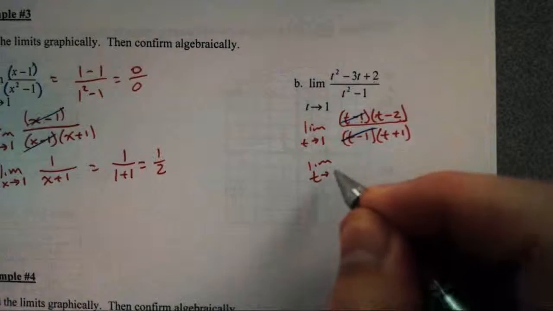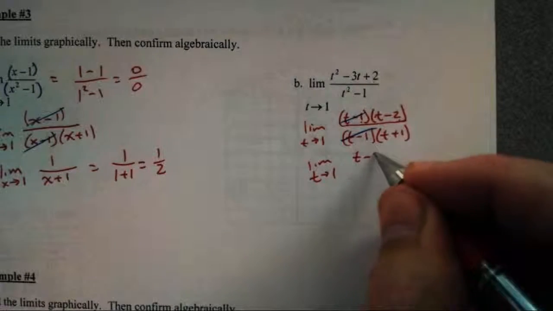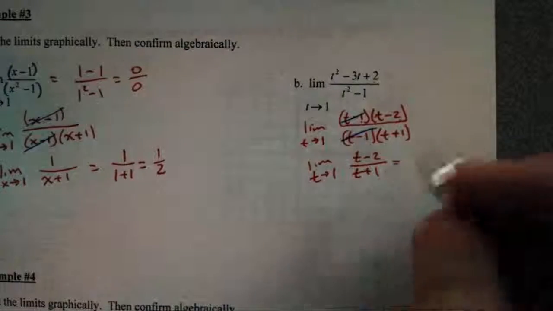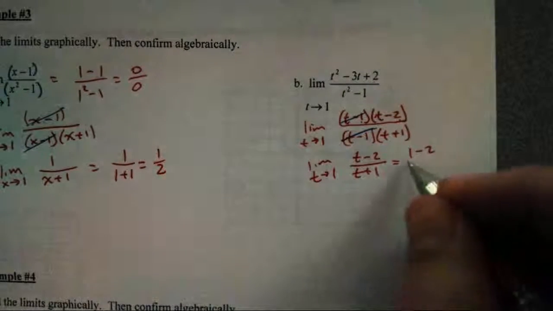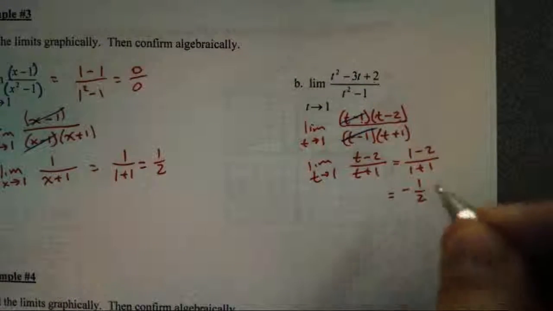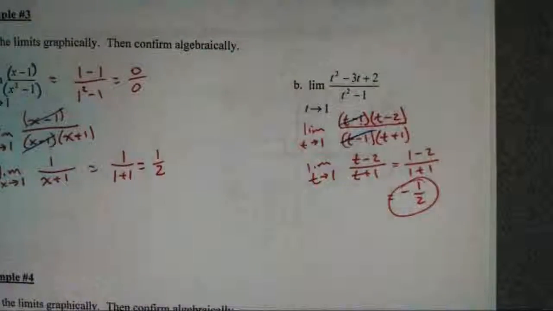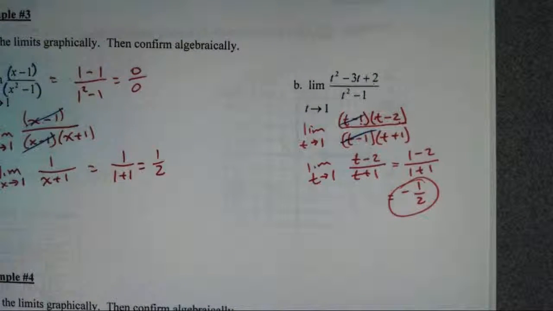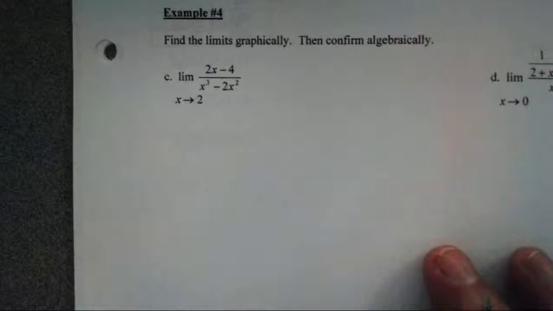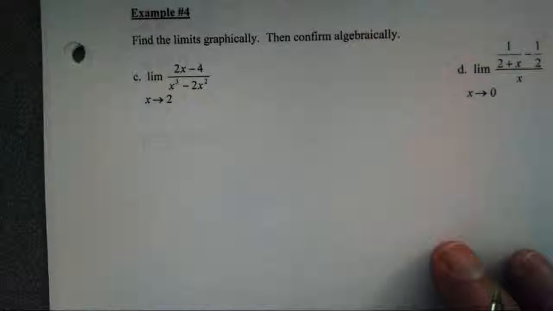Limit as t approaches 1. I've eliminated my troublemakers. Now I direct substitute, and I get 1 minus 2 on 1 plus 1, or negative 1 half. Is that okay? Try C. I'll give you a quick head start on C.